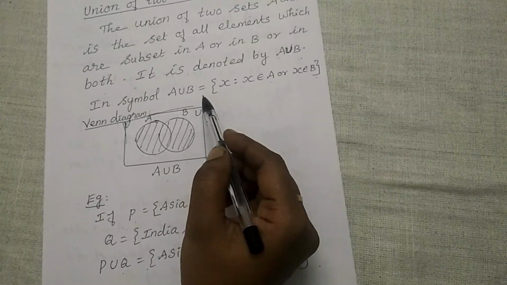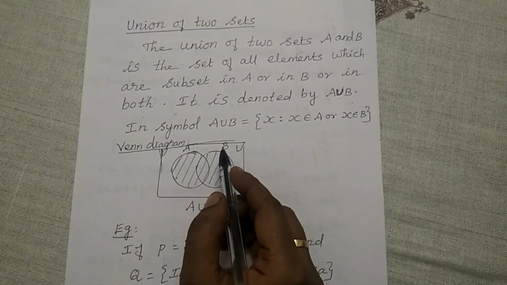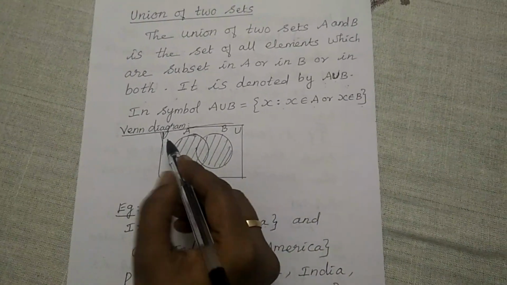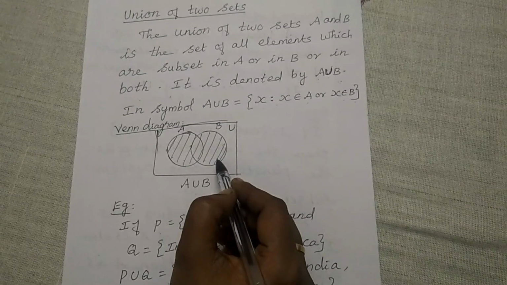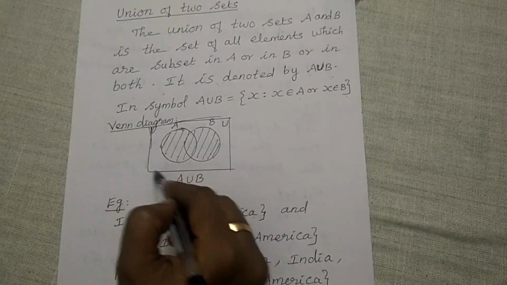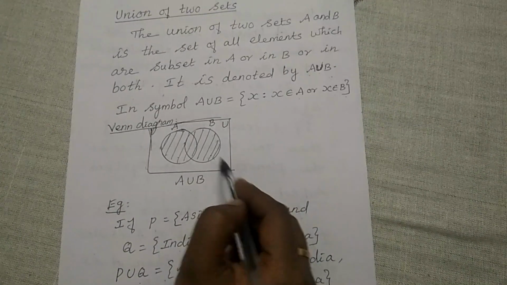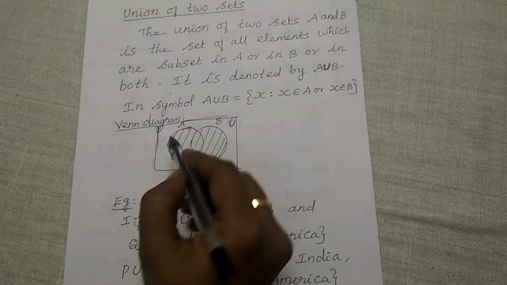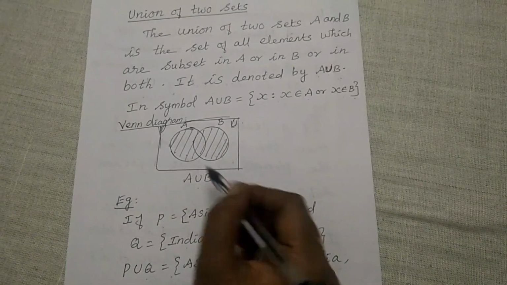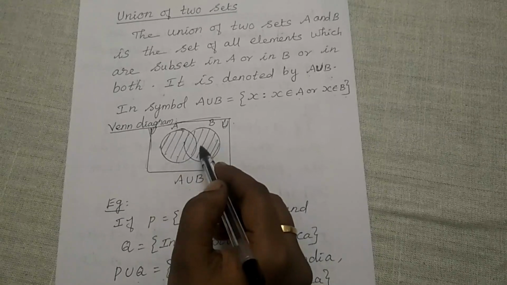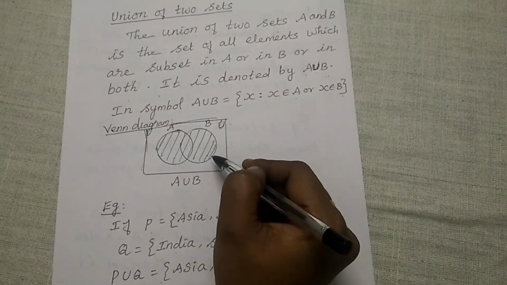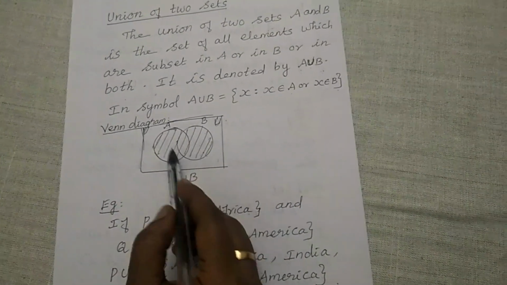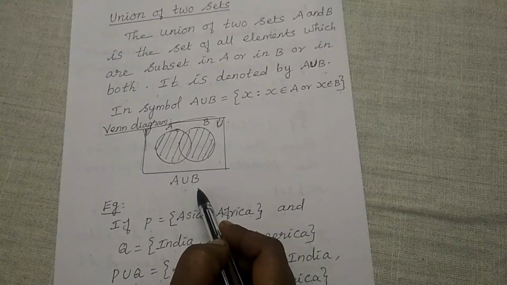Are you clear? The union of two sets can be represented by a Venn diagram. This is set A, this is set B, and this is the universal set. The rectangle box is the universal set. Then for A union B, we have to shade the A and B portions together. The shaded portion is called A union B.